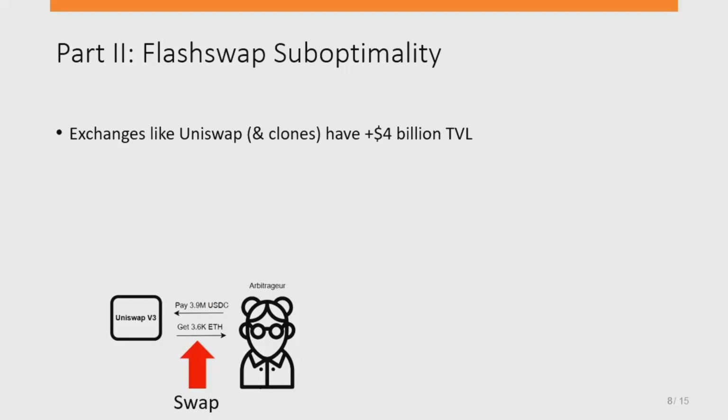I actually don't have a lot of time, so I'm going to run through it. The second one is flash swaps. I guess that everyone here is familiar with decentralized exchanges, swaps, and flash loans. Flash swaps are the combination of flash loans and swaps. They're just the two things in one go.